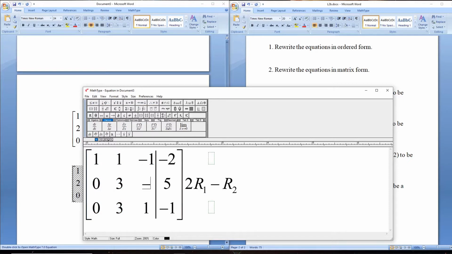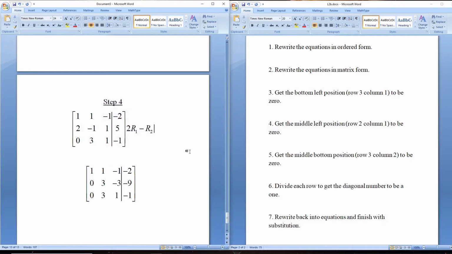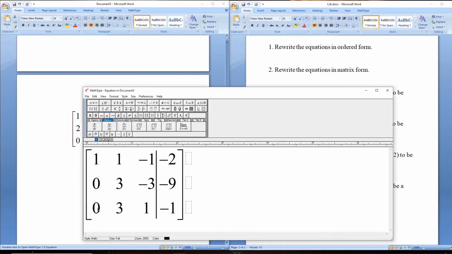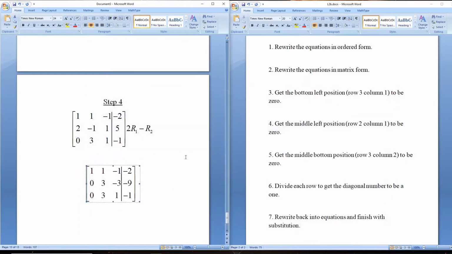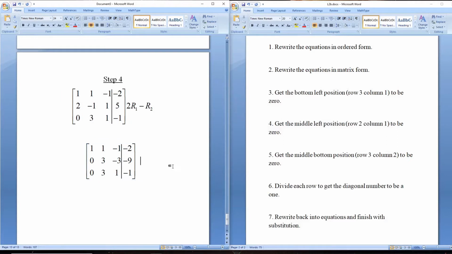And then finally, 2 times row 1, so that's 2 times minus 2, which is a minus 4. And subtracting then this 5 to get us a minus 9. And so we completed that instruction. And now look at our matrix. We have a 0 in this bottom left, and now we have a 0 here in this middle left. And that completes step 4.